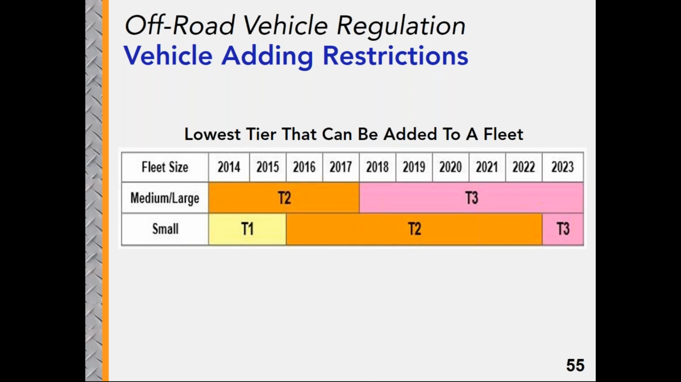So this is the tier ban chart. Essentially, what it's conveying is that depending on the size of your fleet, you're limited on the age of the equipment you can bring into your fleet. Your exact tier is determined by the engine year and size. If you have a medium or large fleet, you can no longer add below a tier 3 engine. If you have a small fleet, you can no longer add below a tier 2 engine, and in 2023, you will no longer be able to add below a tier 3 engine.